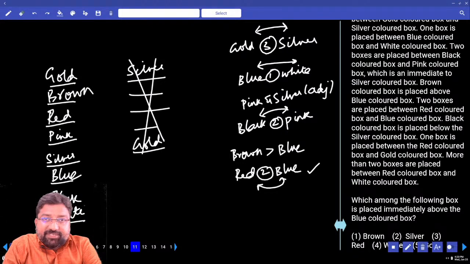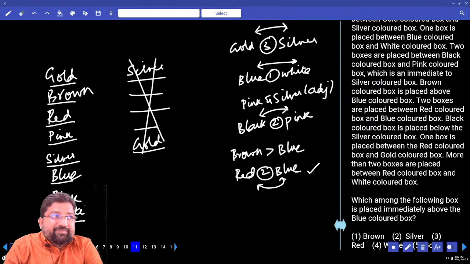Read down the clues carefully. And if you can't fix them, write it in one corner. Whenever you find a link between one clue and the other clue, immediately implement that and get the answer. That's it. Nothing more than that.